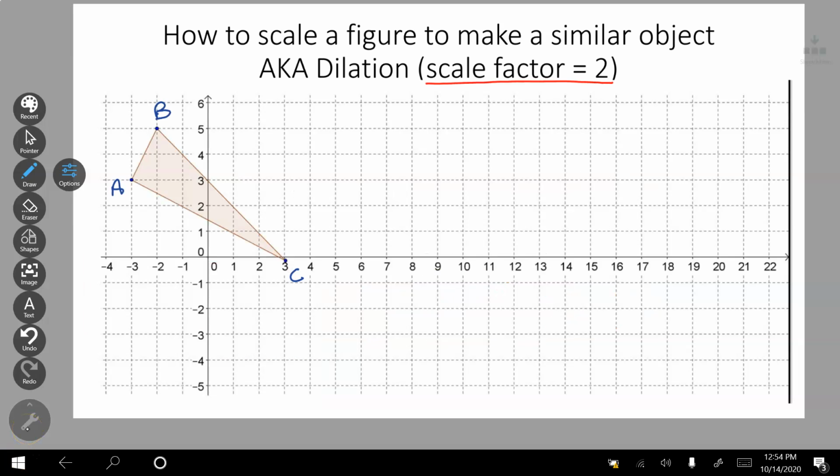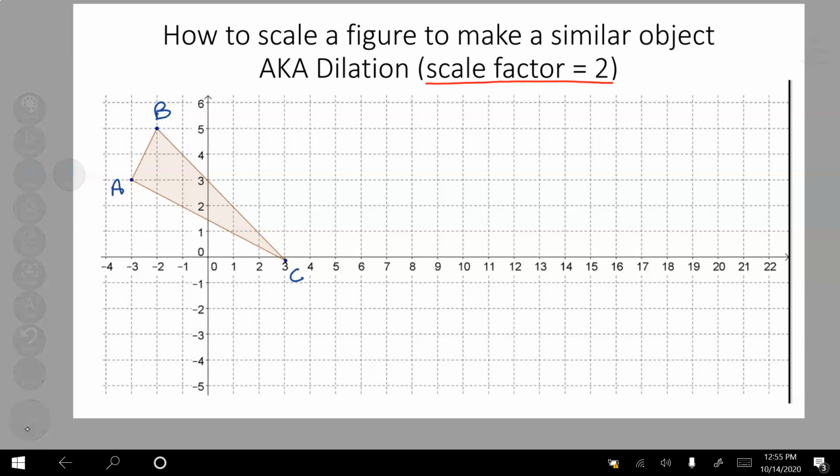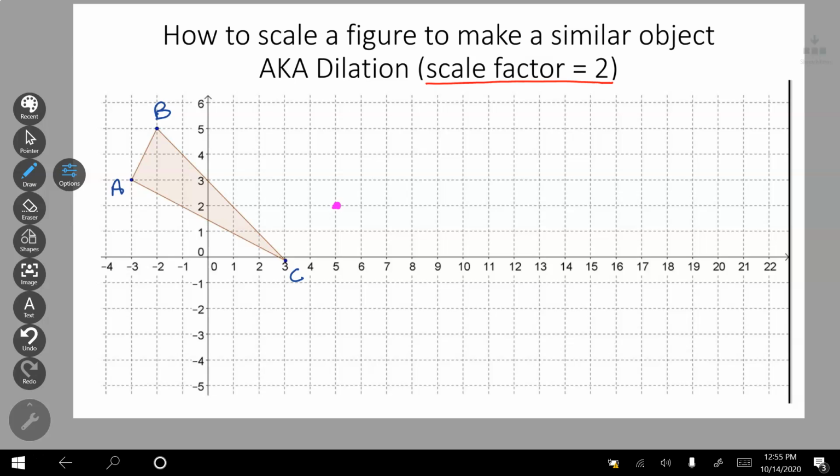So we're going to take this given triangle ABC and we're going to do a dilation. For this one, the scale factor is 2. So I have these points here. I'm just going to pick a new point here. I'm going to call this point here 5, 2, the new point A prime. So I'm going to find the new B prime and the new C prime and draw a new triangle whose sides should be twice as long by the scale factor.